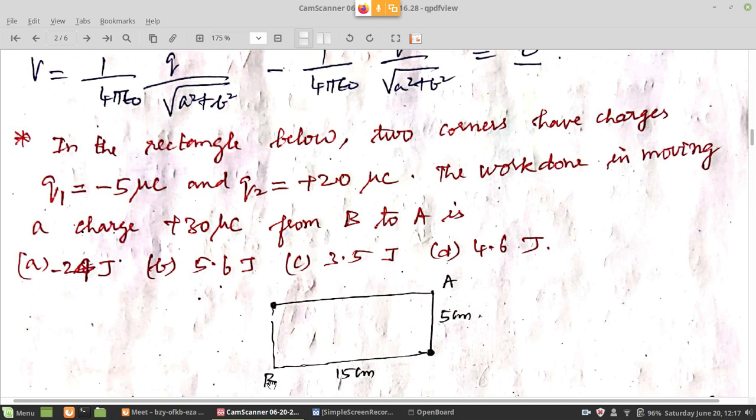Because VB minus VA, if you do VB. One is, see, negative charge is minus 5, right? Minus 5 is negative charge, and that is closer. And this is a higher charge and closer, so VB point is negative. That result we have got correct.